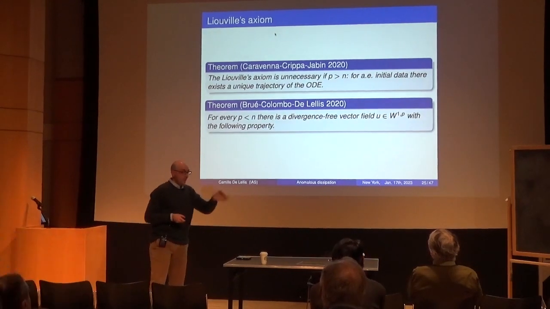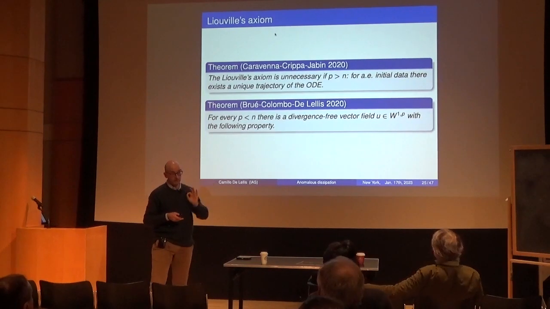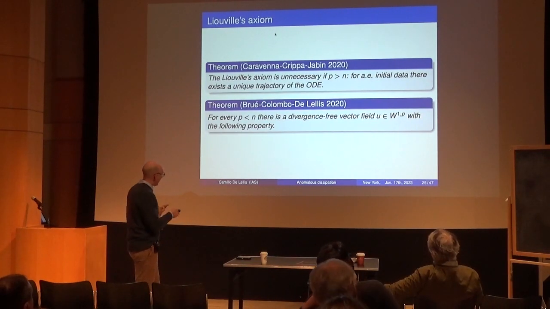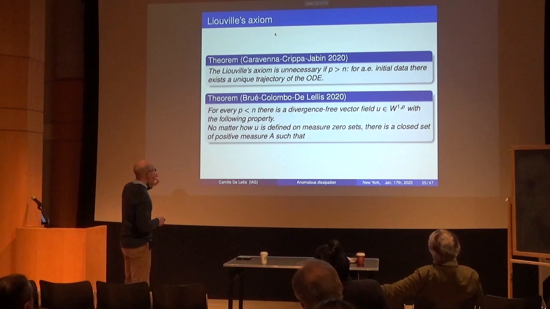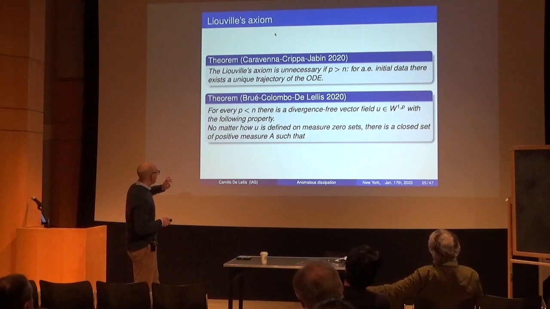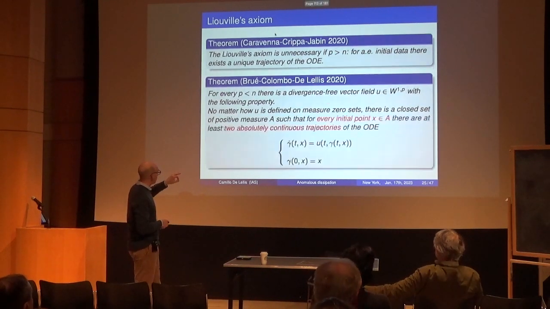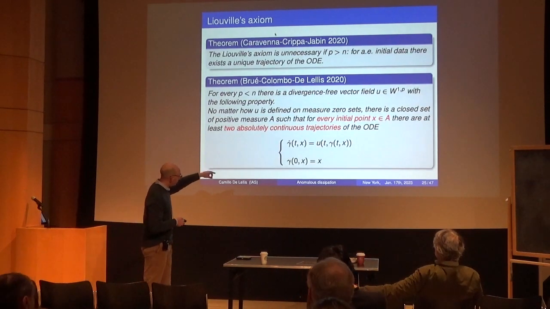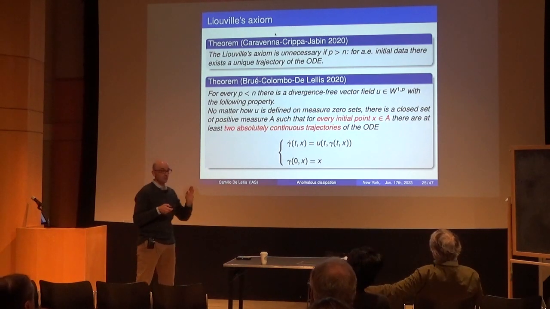And so your regular Lagrangian flow does not need the Liouville axiom, because there's only one way of moving around. But for p below n, there is a divergence-free vector field u in W^{1,p} with the following property. No matter how you define u on a set of measure zero, because p is less than n, so it's not continuous, you can always find a closed set of positive measure such that when you start the ODE with initial data on that set, you find at least two absolutely continuous trajectories.